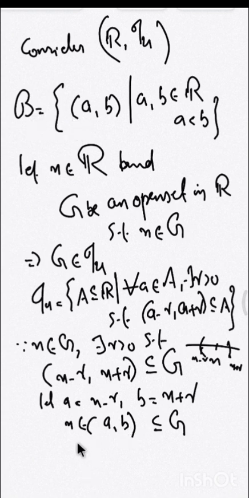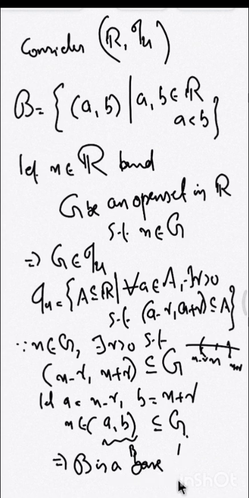So in between the element and an open set G containing that element, we get an element from script B. This open interval (a, b) is a member small b in script B. So we get the characterization of base, which implies script B is a base for the usual topology tau u.